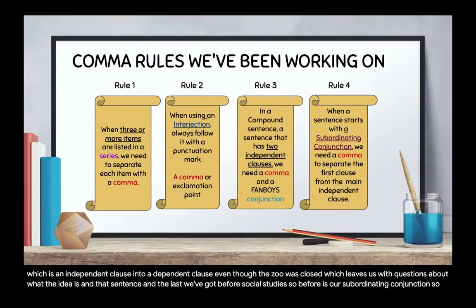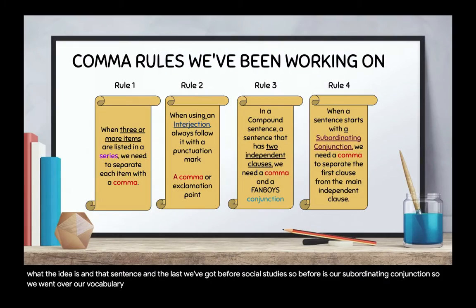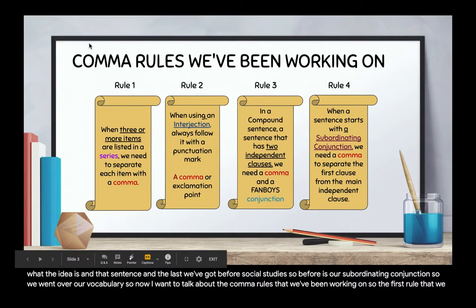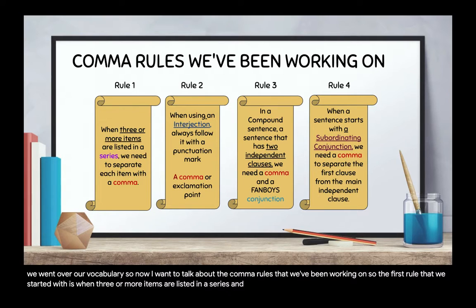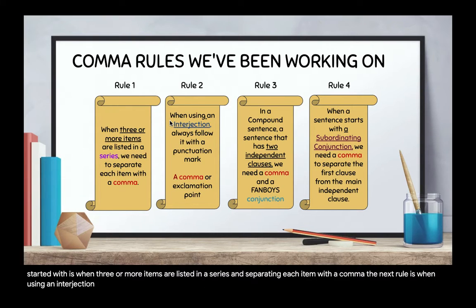So we went over our vocabulary. So now I want to talk about the comma rules that we've been working on. So the first rule that we started with is when three or more items are listed in a series, separating each item with a comma. The next rule is when using an interjection, one of those words that is interjected into the front of a sentence, shows emotion. We always follow it with a punctuation mark, and that can be a comma or an exclamation point.